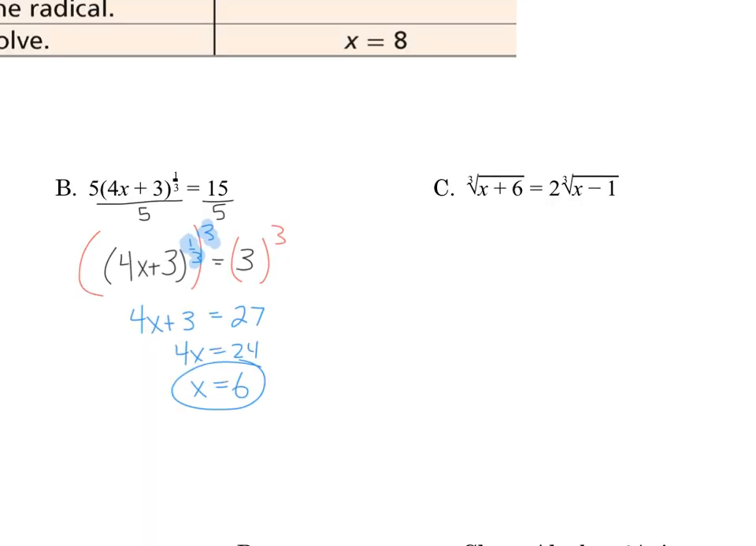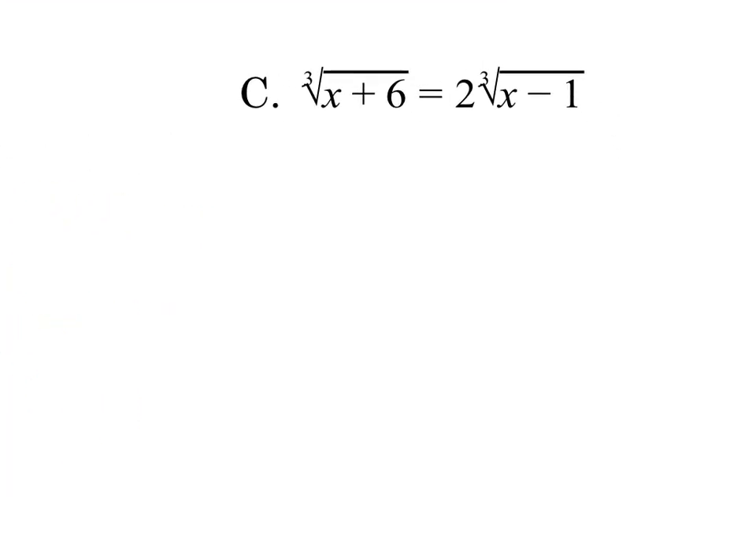Let's keep moving here. Let's look at part C. So here's something interesting. What I need to be careful of is this too. Now, if I wanted to, I could divide both sides by the cube root of x minus 1. That might make things a little bit more complicated. We'll have a fraction. We'll have to worry about some more complicated things. But what I notice here is that I have a cube root on the left side of my equation and a cube root on the right side of my equation. So what I'm going to do is cube both sides of the equation.